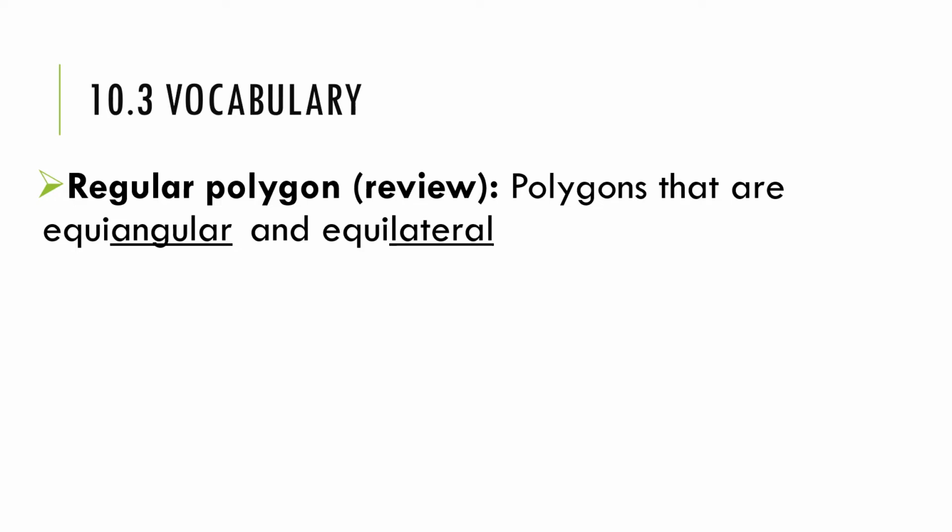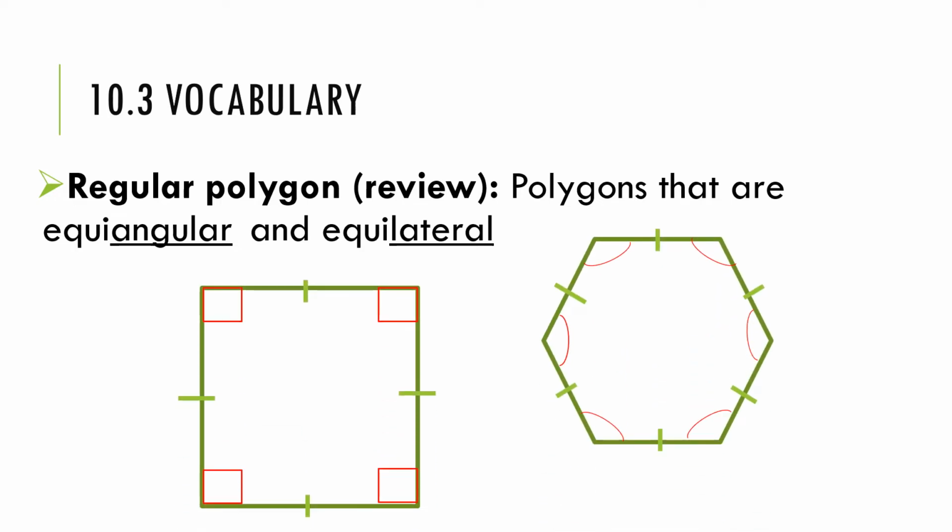So this is a review definition, a regular polygon. Remember our definition is that they are both equiangular, meaning they have equal angles, and they're equilateral, right? So all the sides are the same. So that square and that hexagon we just saw in our do now are regular polygons. Okay, so here's just a picture of them again. So just as a reminder, the angles are all equal and the sides are all equal, right? Same thing over here, all equal angles, all equal sides.